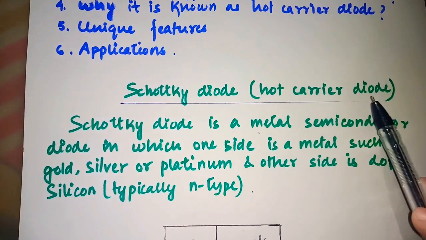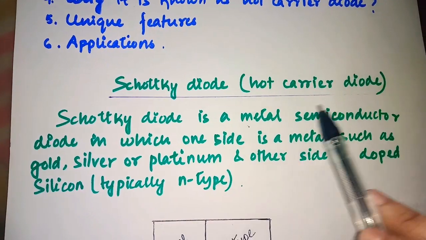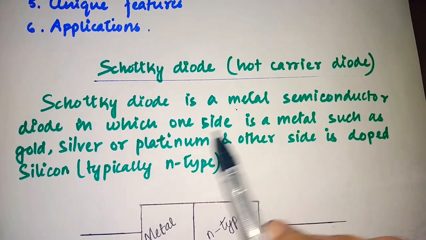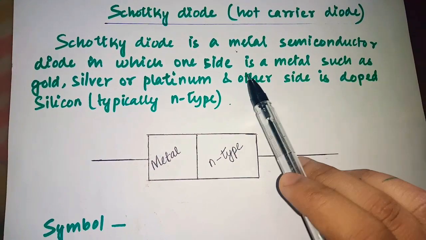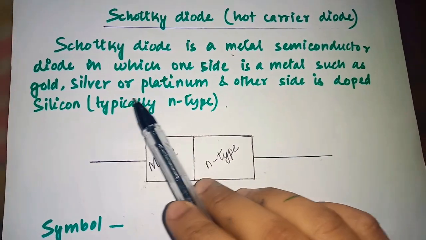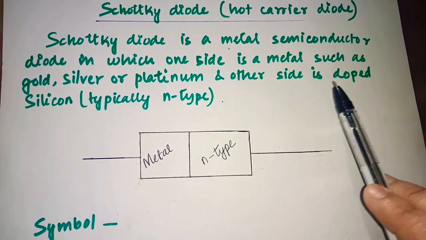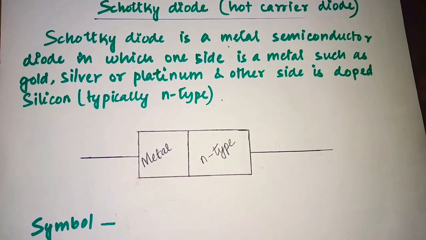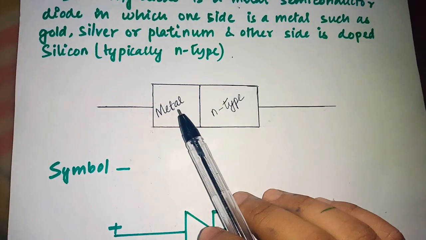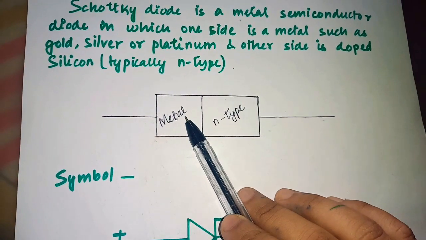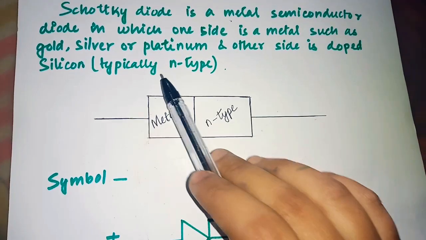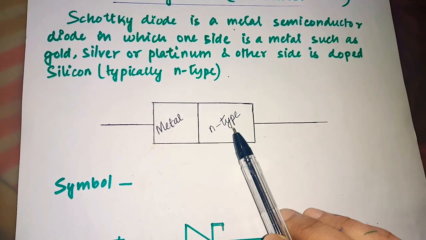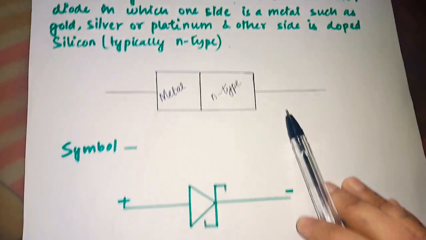Schottky diode is also known as hot carrier diode. It is a metal semiconductor diode in which one side is a metal such as gold, silver or platinum and the other side is doped silicon, typically n-type. Here we can see that one side is a metal, which may be gold, silver or platinum, and the other side is n-type silicon.